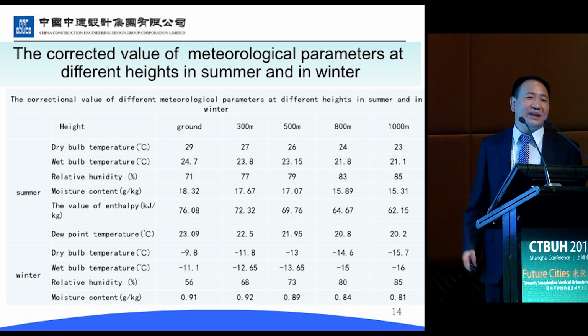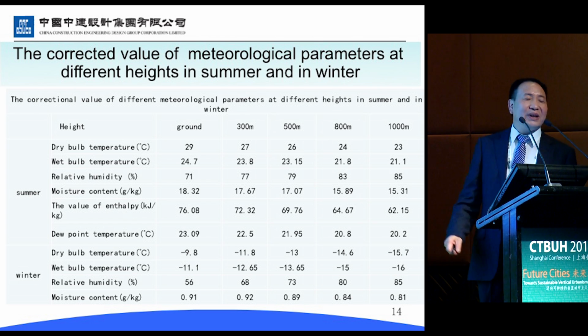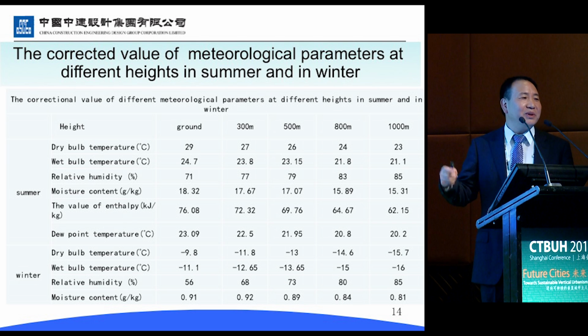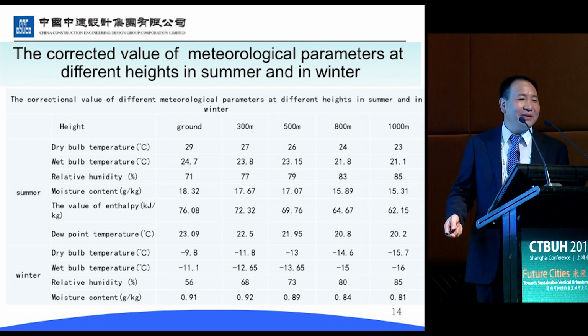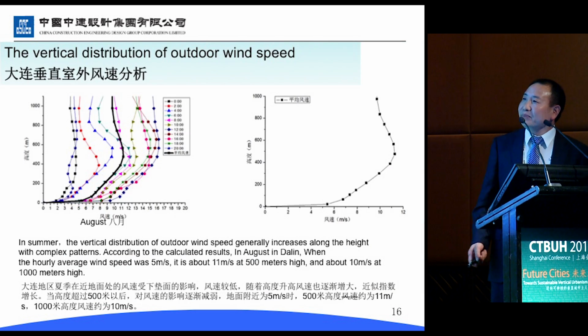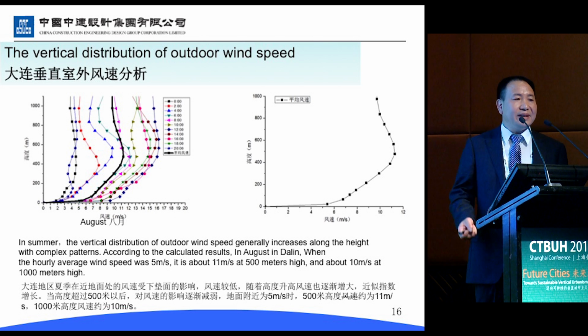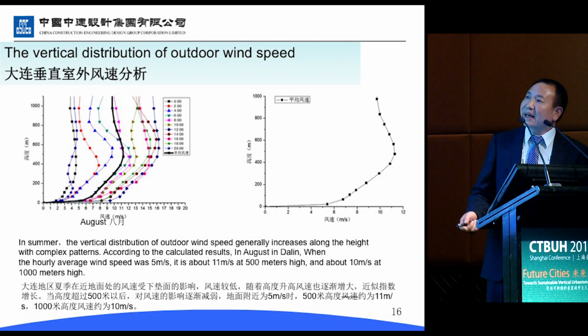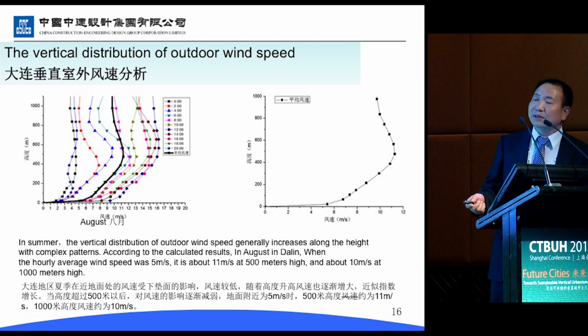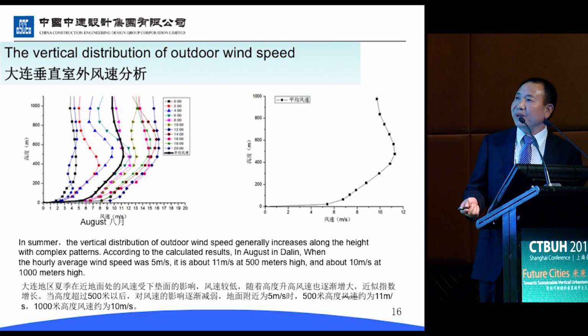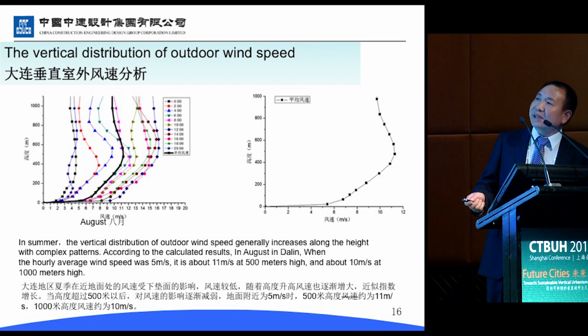So it tells you that at the ground level, the outdoor temperature is already changed by nature. The entropy is much smaller, therefore you don't have to use the manual air conditioning treatment to treat the air. And there's a wind speed factor. This is the vertical distribution of the outdoor wind speed, and there is a difference between the summer and the winter time.